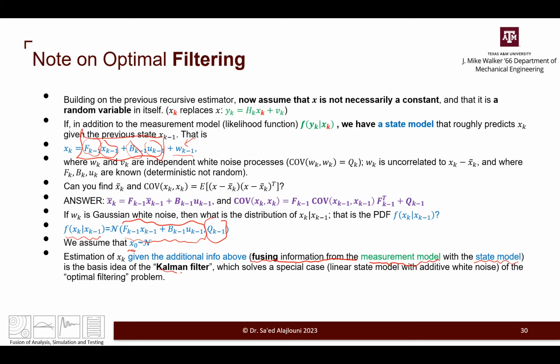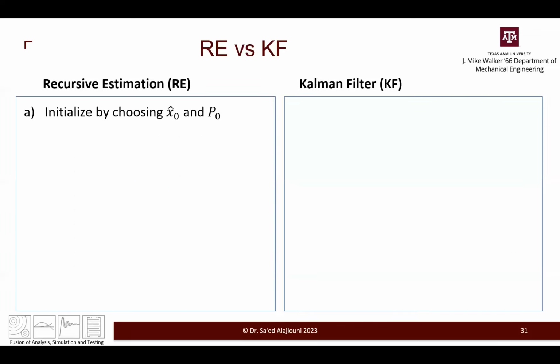So the Kalman filter is actually a special case, where we have a linear state model with additive white noise, of a bigger category of problems called optimal filtering. The measurement model and state model could be nonlinear. So maybe you could choose to linearize them and then use the Kalman filter, or use something called the particle filter. We're not going to talk about that.